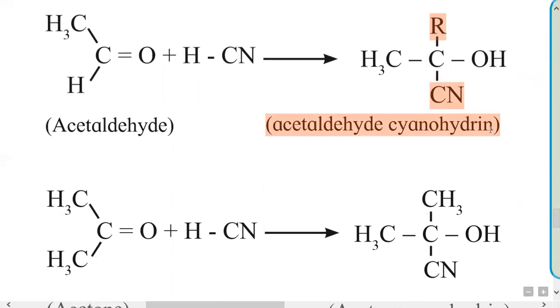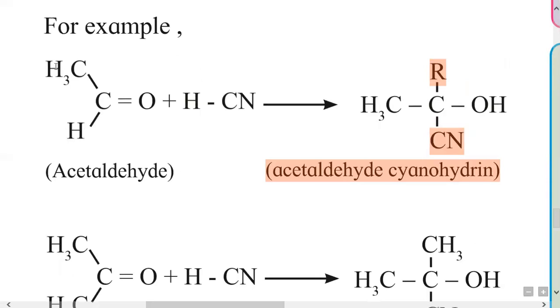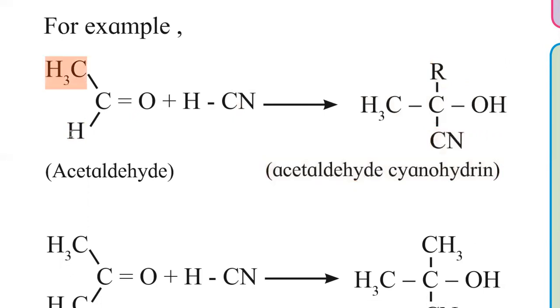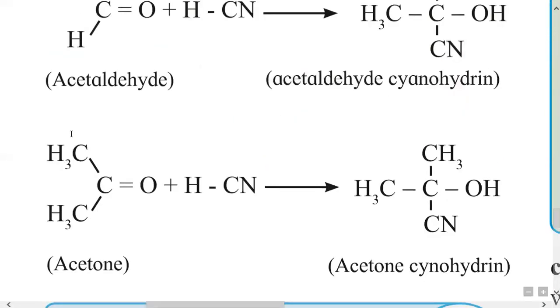Here R group is hydrogen. Here it is wrongly printed because this R group taken here is a CH3. Again R group is shown here. So other group in aldehyde, acetaldehyde, is hydrogen. So here R group is replaced by hydrogen. That is a printing mistake.